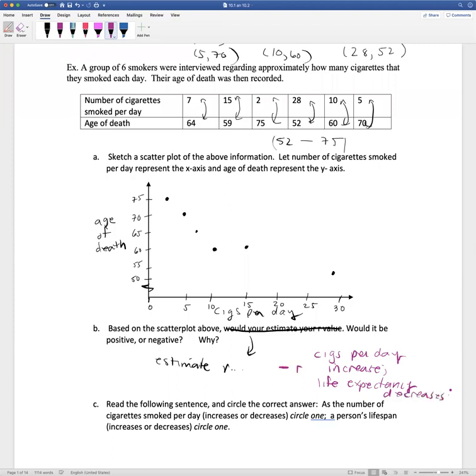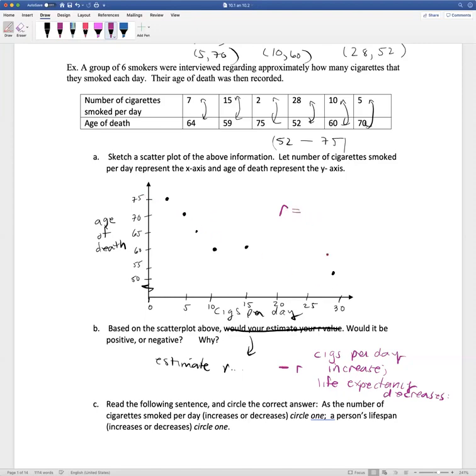Now, I made this data up, but you can imagine that something like this would be true, right? The more cigarettes that you smoke per day, the less that you're going to live, or the younger that you're going to die. So we said, okay, so let's estimate a correlation coefficient for R.